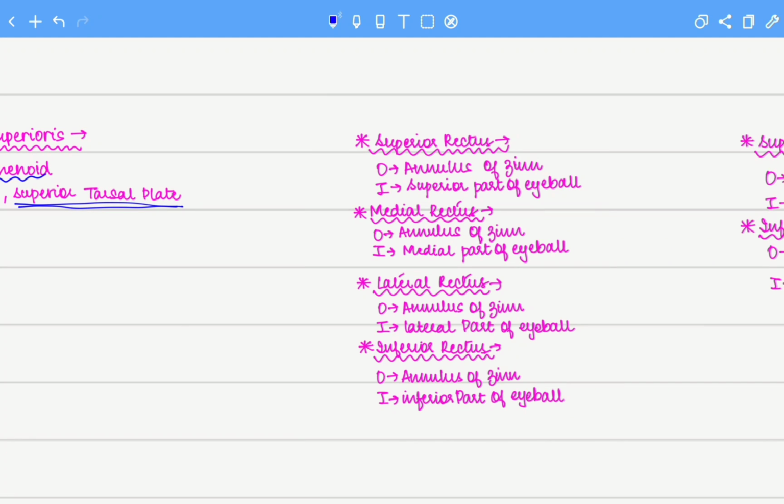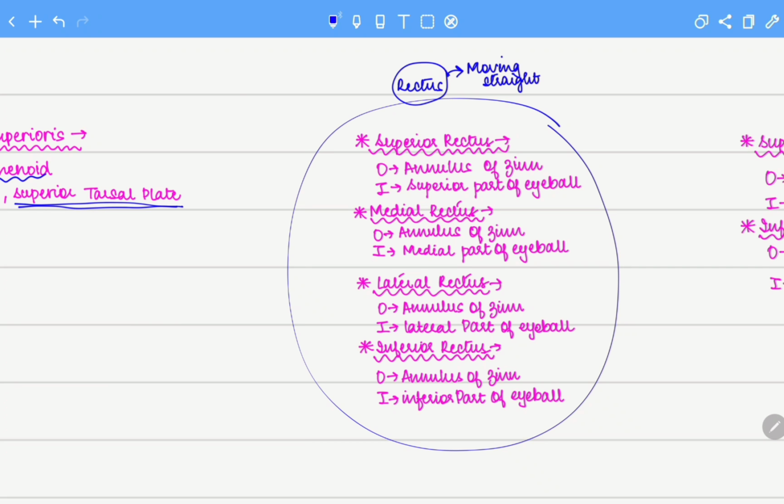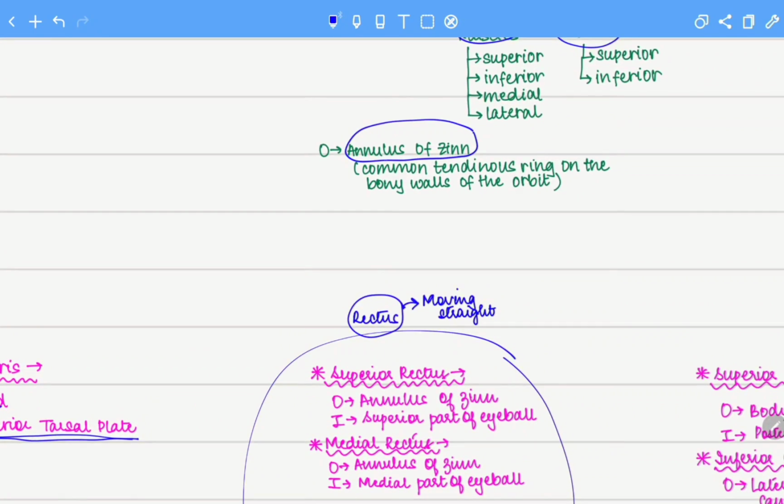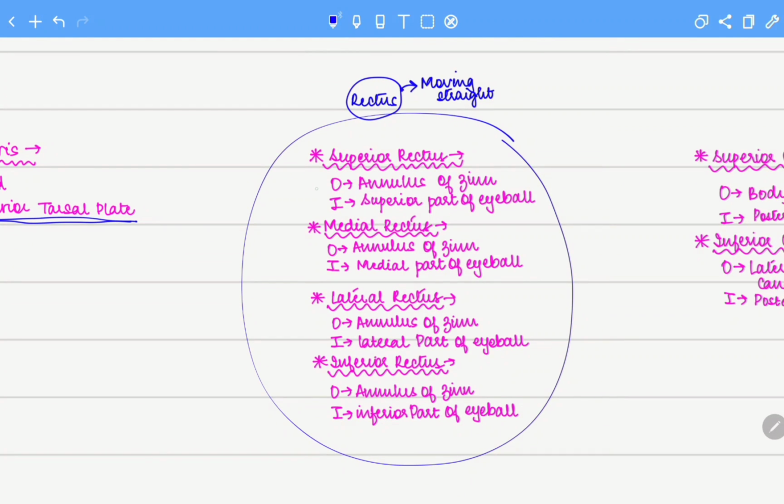So we have 4 rectus muscles: superior rectus, medial rectus, lateral rectus and inferior rectus. What is rectus? Rectus means having a straight course or a straight path. If you notice these rectus muscles, they will always move in one direction. All these rectus muscles have one common site of origin, which is the annulus of Zinn. All of these rectus muscles are going to insert on the sclera behind the limbus of the eye.